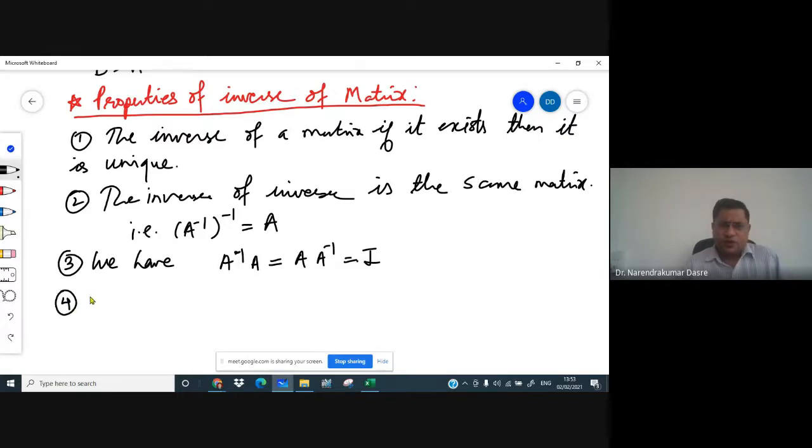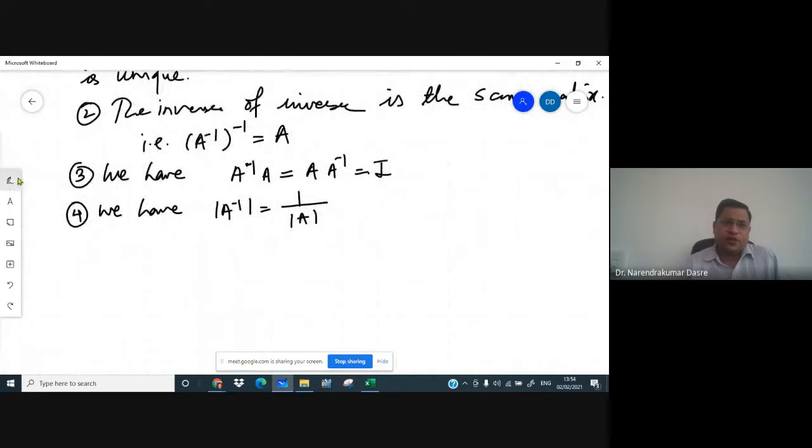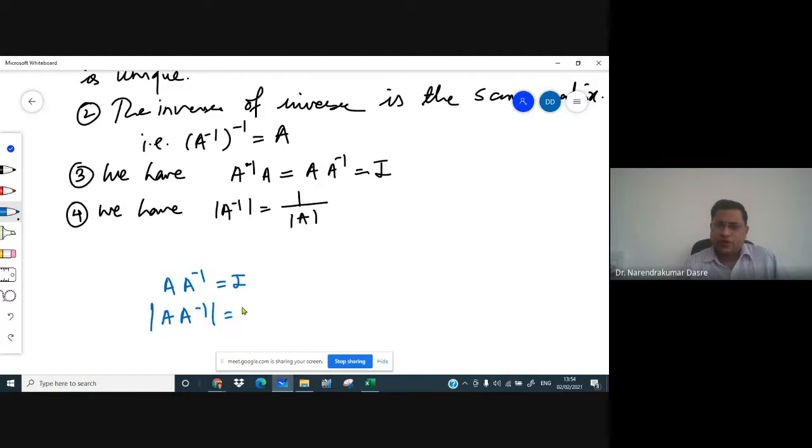Okay, and hence what we can have next is determinant of A inverse is equal to 1 upon determinant of A. And this is an easy property we can prove. So how are we able to prove this property? Very easily. What we know is A into A inverse is equal to identity. Let us take the determinant on both sides. So determinant of A into A inverse is equal to determinant of identity. And we know determinant of identity is 1.